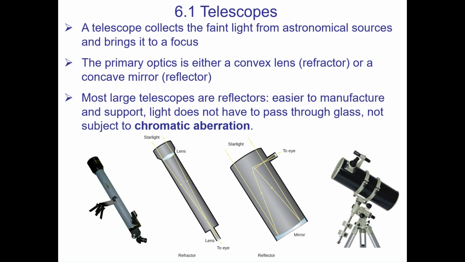So what is a telescope? What is the function of a telescope? A telescope collects the faint light from astronomical sources like stars and brings it to a focus. So there are different optics for the telescope. Let's look at what type of optics can perform the function of a telescope.